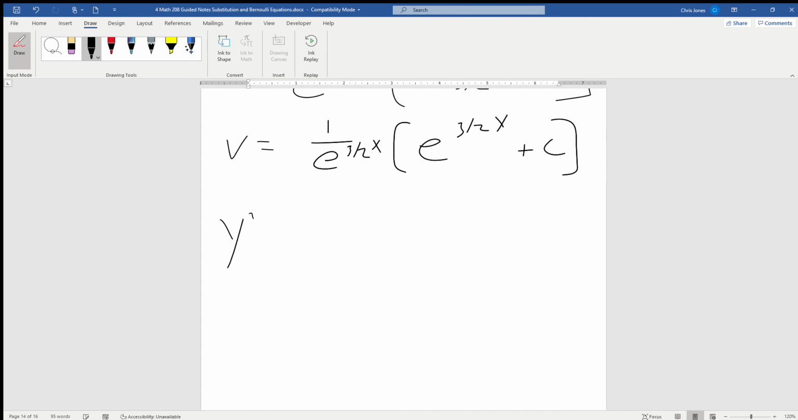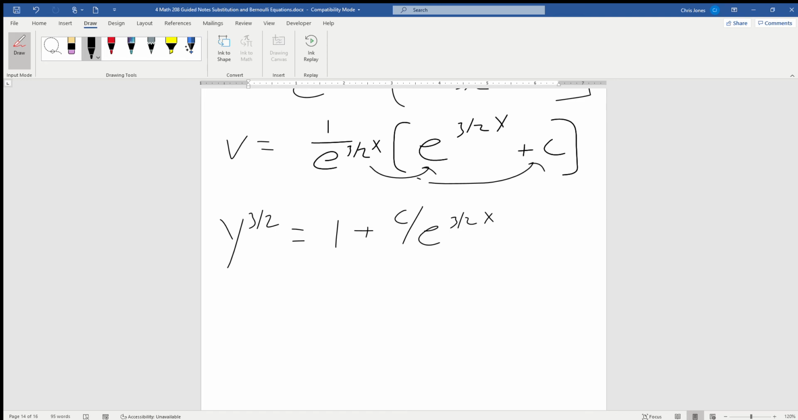So we're going to have y to the 3 halves is going to be equal to, if we distribute, these are going to cancel the first two terms, so that's just going to be 1. And then we wind up with a c over e to the 3 halves x. Right? And then we could raise both sides to the 2/3 power to solve immediately for y.